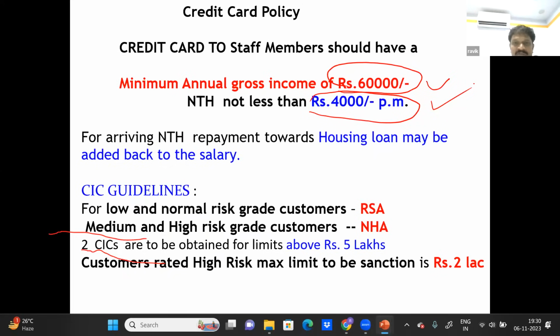For staff, for NTH purposes, if 4,000 NTH is not coming, the housing loan can be added back to the salary to see whether you are reaching 4,000 NTH or not.